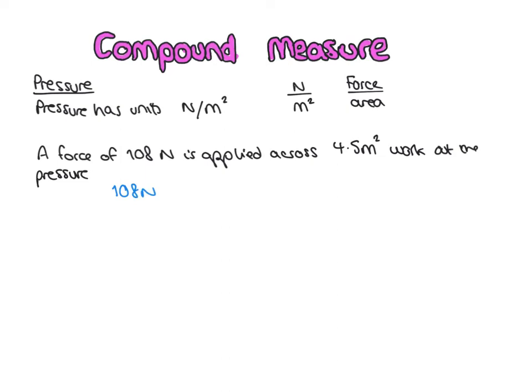So we've got 108 newtons and we've got 4.5 metres squared, and we want to end up in a unit of newton per metre squared. So how do we get that unit? Well, we're going to have to take these newtons here and divide by these metres squared there. So pressure is the force we've got, divided by the area. 108 divided by 4.5, sounds like it might go into a nice whole number. 24 newtons per metre squared.